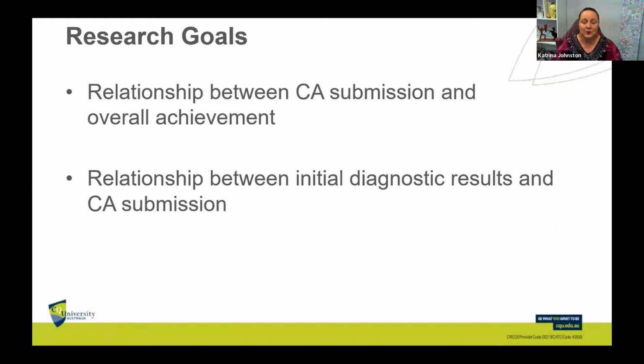Alongside this relationship, we also noticed that students with more advanced skills seem less likely to complete and submit the CAs. This led us to wonder if there was a correlation between the students' perceived abilities and their CA submission. As students are required to complete an initial diagnostic testing prior to enrolling in STEPS, we felt that this diagnostic testing would be a reliable method to classify their computing skills prior to undertaking the unit. So as our second research goal, we looked at the relationship between the students' initial diagnostic results and their CA submission. I'll hand over to Hannah now to discuss our findings.